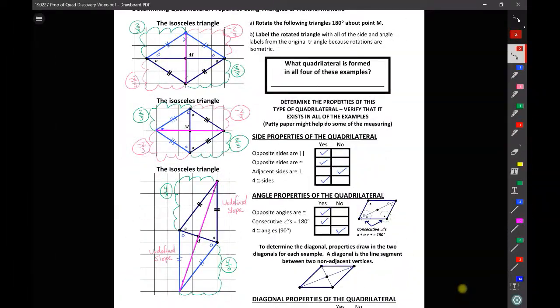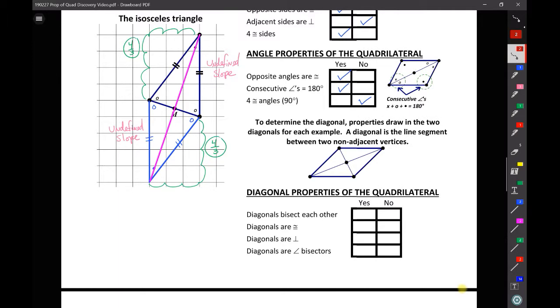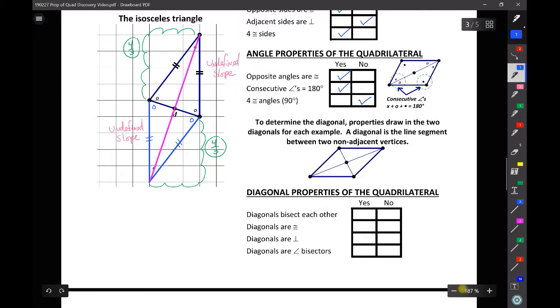All right, diagonals are drawn in, and of course, you were given your answers. Let me check mark those for you here. So the diagonals do bisect each other. We saw that. The diagonals are congruent? No, they are not. Clearly not the same length. The diagonals are perpendicular. Yes, this one is actually true. And the diagonals are angle bisectors.